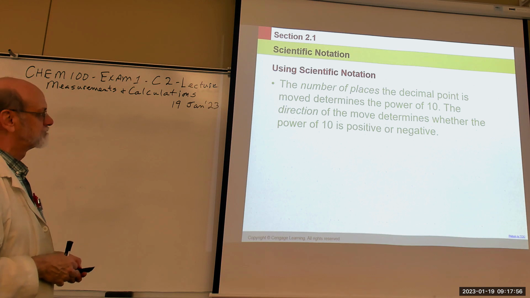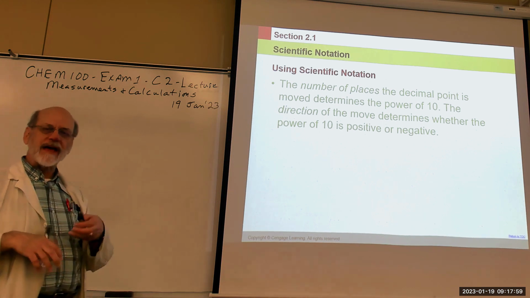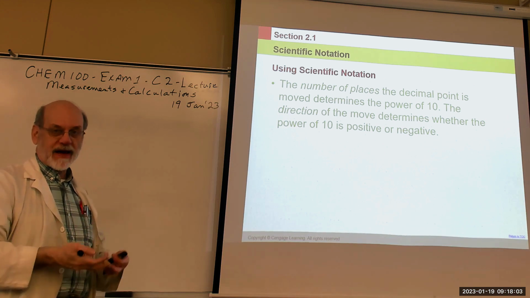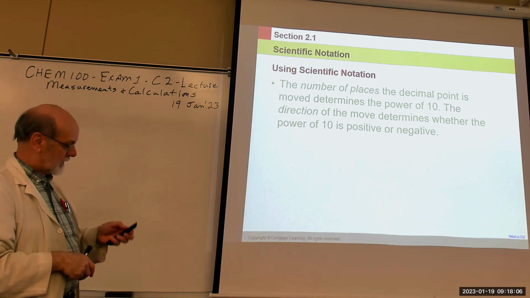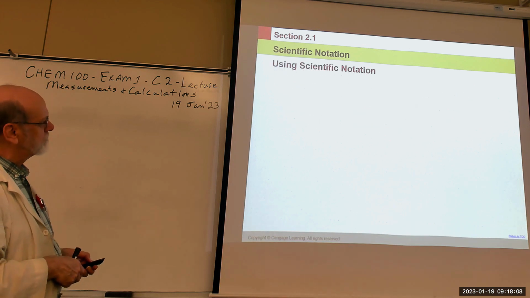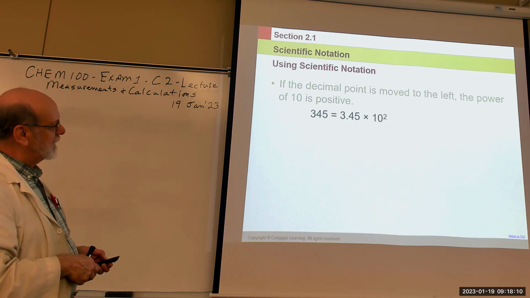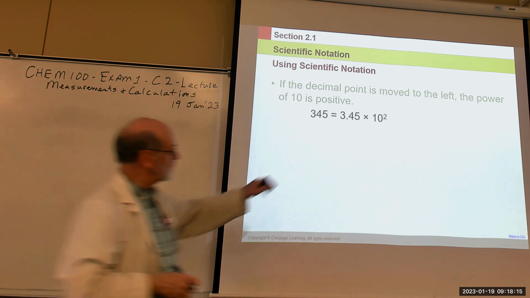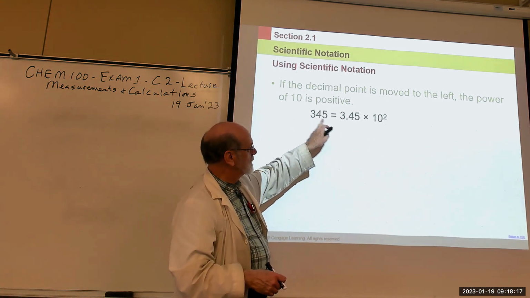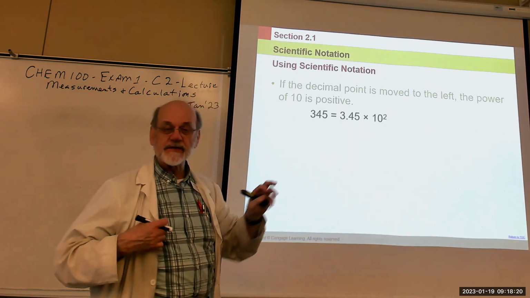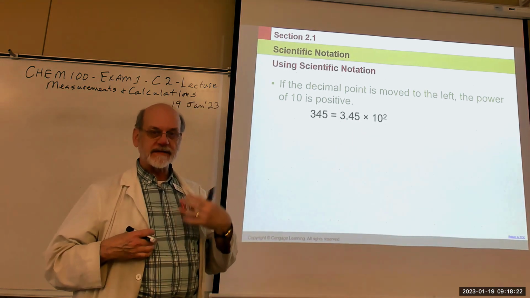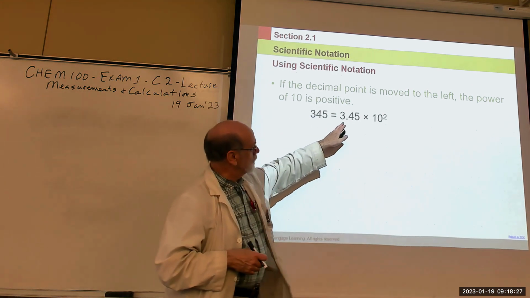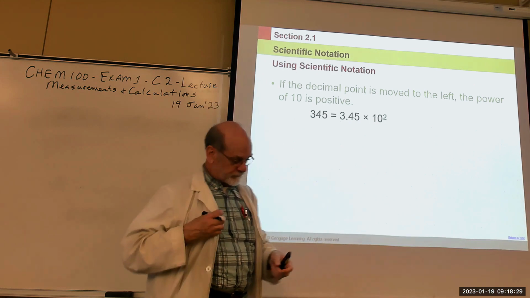Okay. So if we had to move the decimal place to the right, we would be storing up negative powers of 10. And I think I've got an example here. This would move the decimal point to the left, right? We moved it from here to here. So we stored up 2 decimal places, which is 2 powers of 10, 10 squared. And what we have left over is the coefficient, which is 3.45.